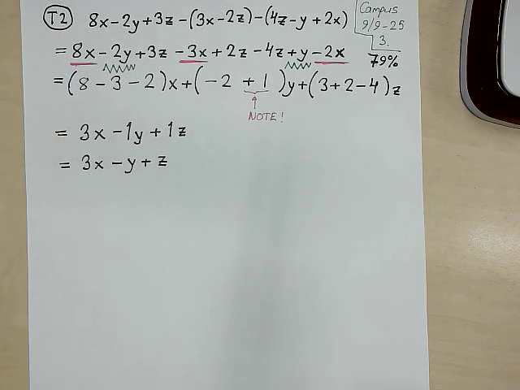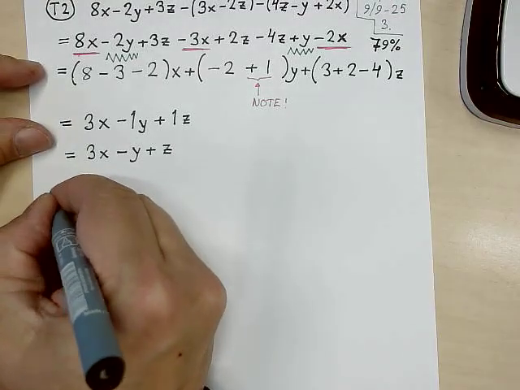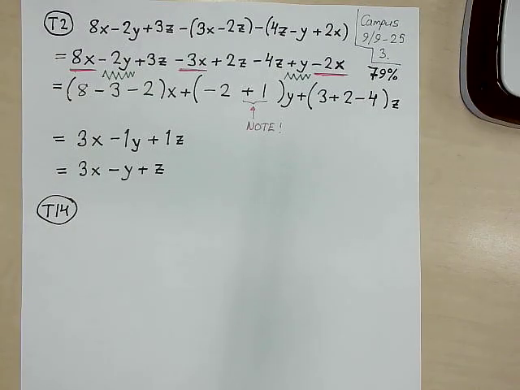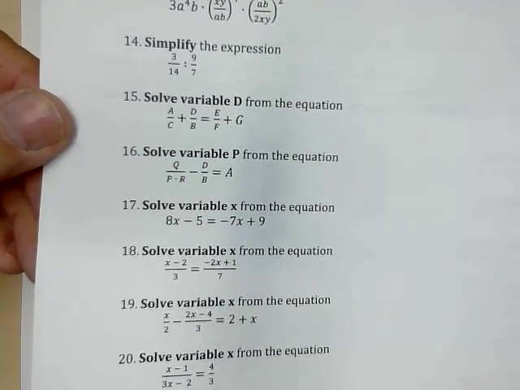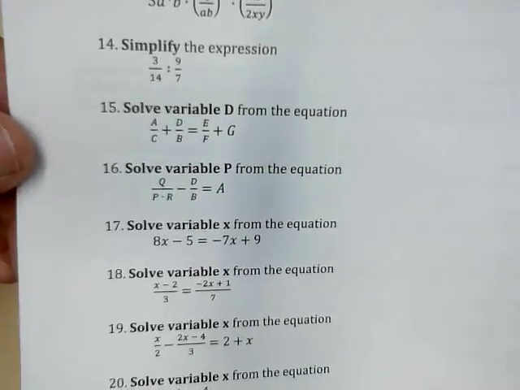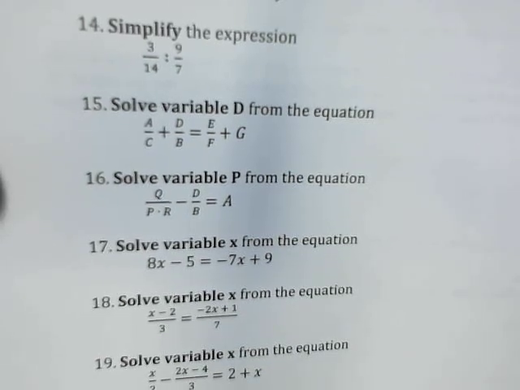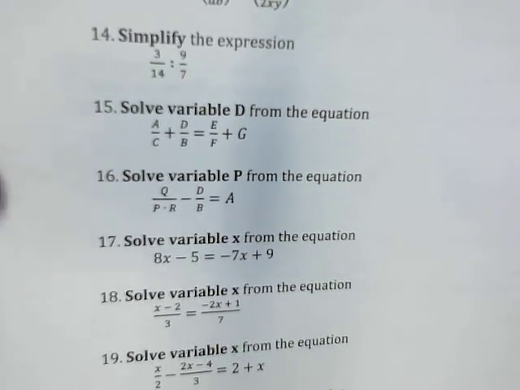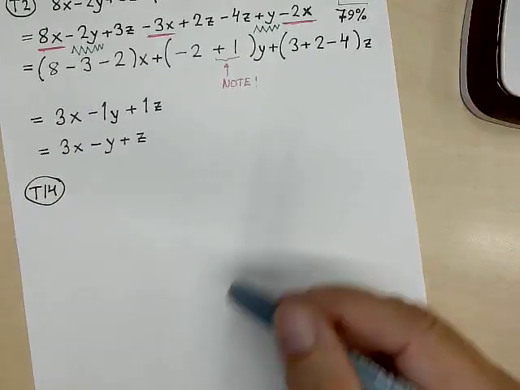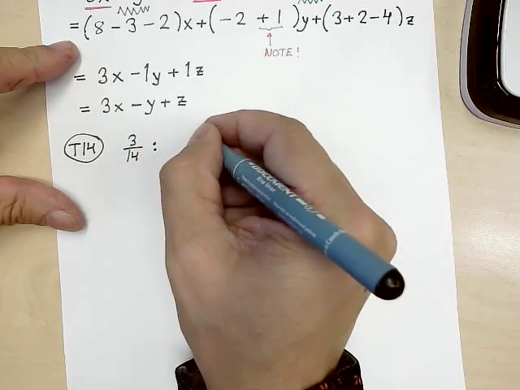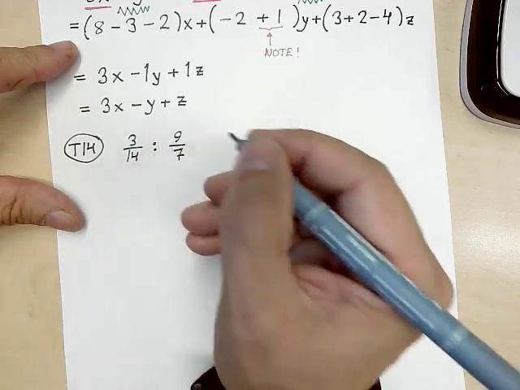The next problem is problem 14. This is maybe the easiest problem in the whole test, so they are not in the order of easiness or hardness. Problem 14: Simplify the expression, and there are 2 fractions, and there is this division mark between them. 3 divided by 14 divided by 9 divided by 7.